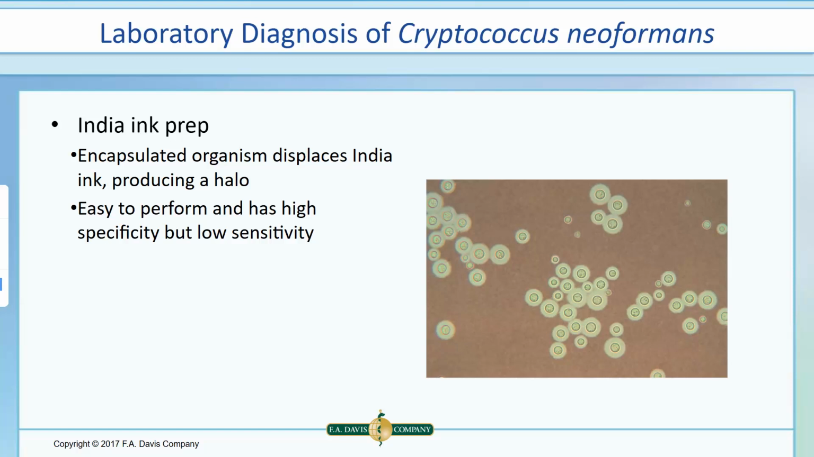This is what Cryptococcus neoformans looks like under a microscope using an India ink prep. India ink is a negative staining technique where it stains the background, illuminating the organisms. And here you can see the organisms in the center, surrounded by this halo, which is the capsule.